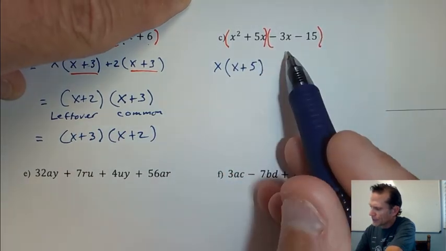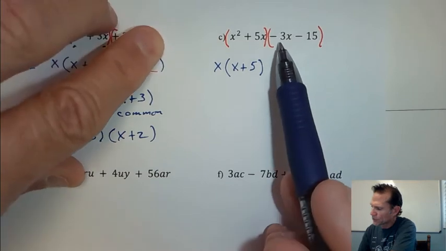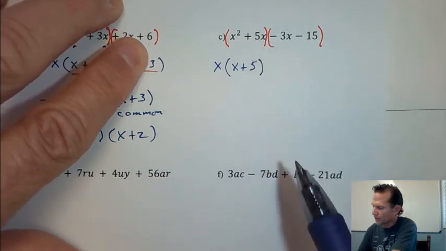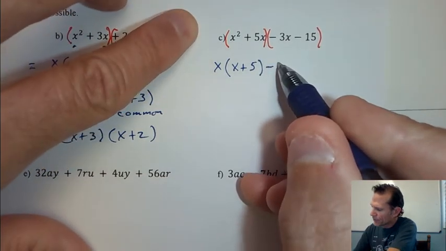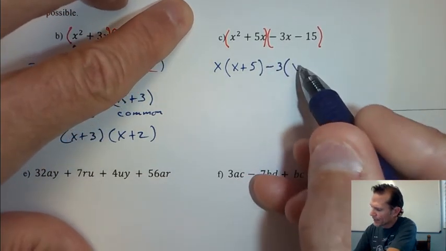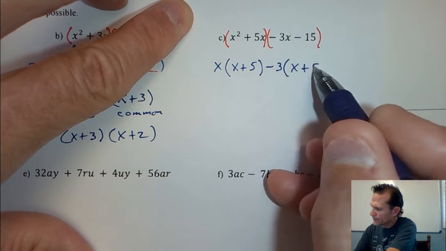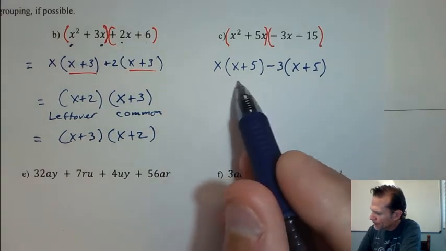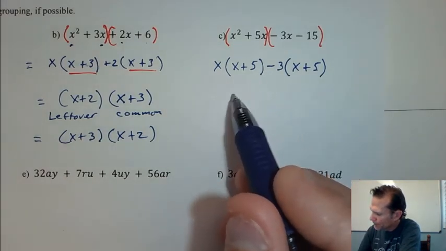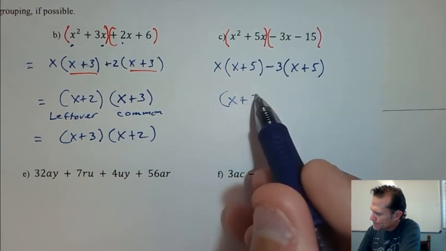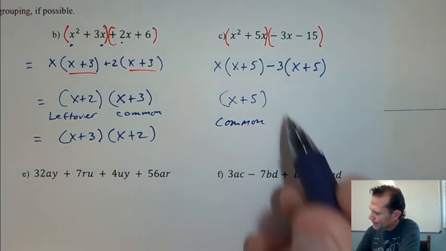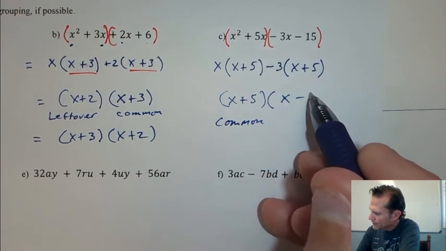Okay. Now in this binomial, remember when we factor GCF, if we see the first term has a negative, we should pull a negative out. So I'm going to pull a negative 3, and I'm left with x plus 5 from pulling that negative sign out. Okay. I'm going to bring my common binomial out front. Common. And then what was left? x minus 3.